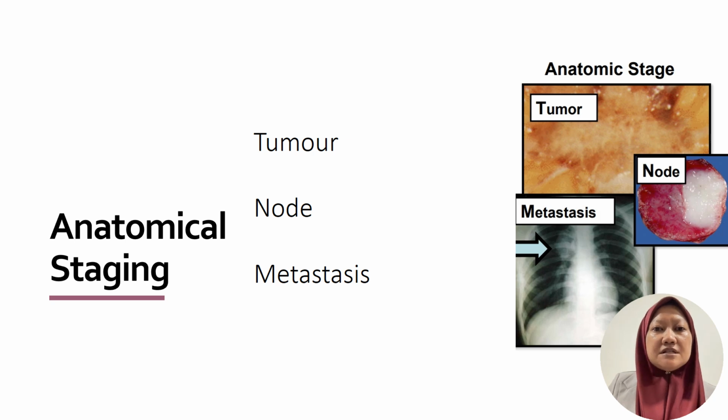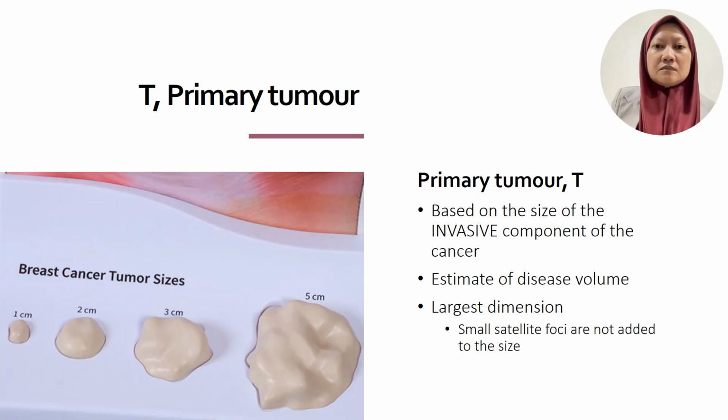TNM staging, which stands for tumor, node, and metastasis, is a widely accepted framework for categorizing the extent of breast cancer. T is the primary tumor. It's actually based on the size of the invasive component of the cancer. It estimates disease volume, and we just take the largest dimension.